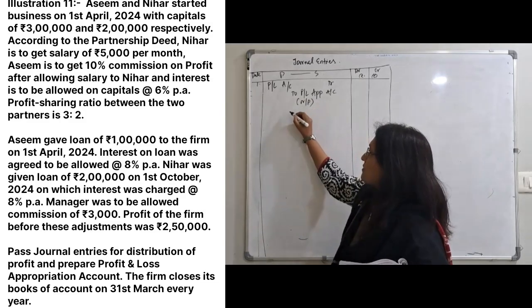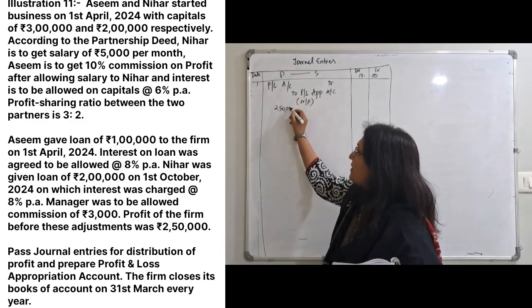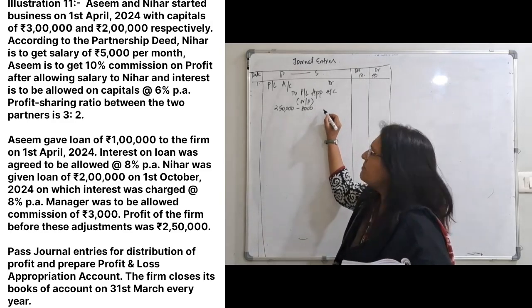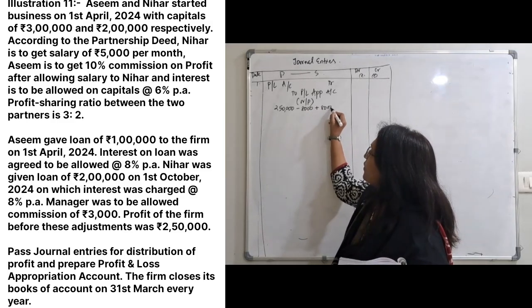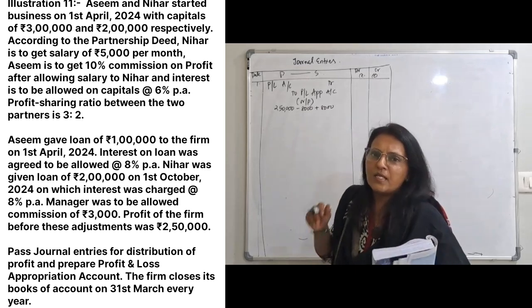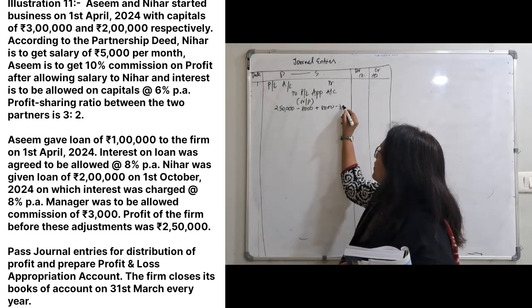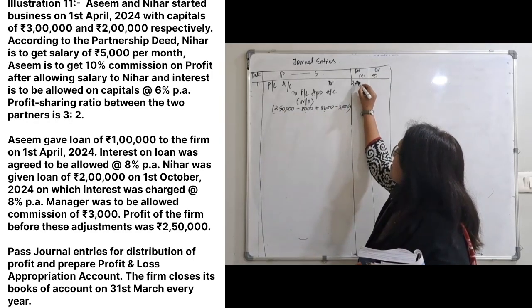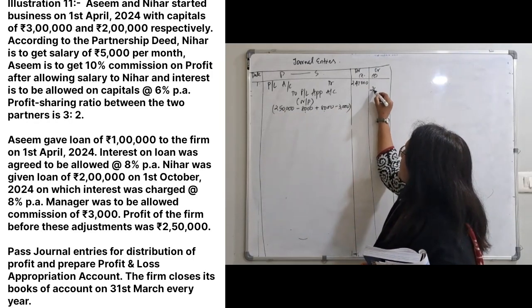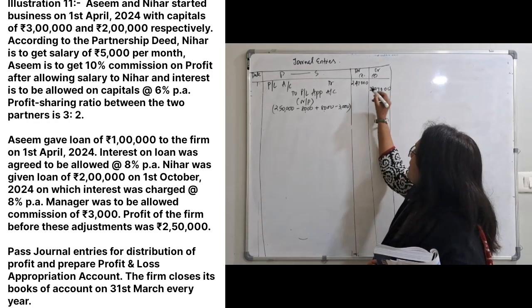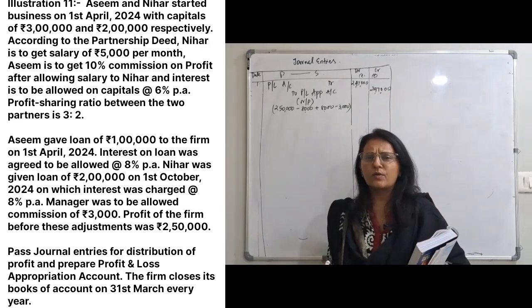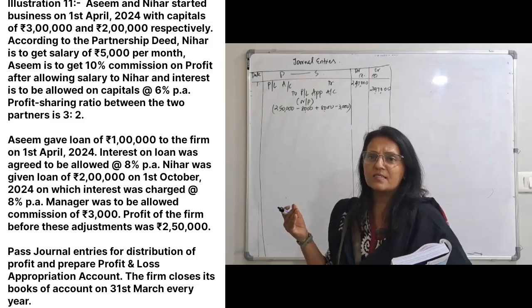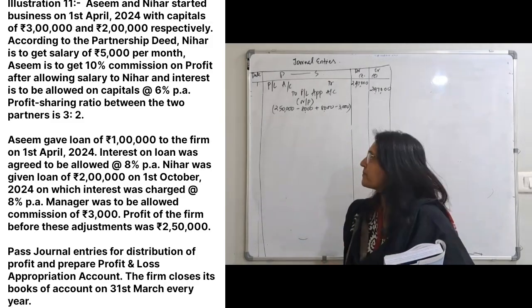Net profit is transferred. Your net profit was 2,50,000. 8,000 you gave as interest on loan to Asim. 8,000 you took interest on loan from Nihar. 3,000 you gave it as manager's salary. So total ho gaya 2,47,000. Always remember to keep this comma so that it is easy for you to make out tens, units, hundreds. Calculation easy ho jayega.